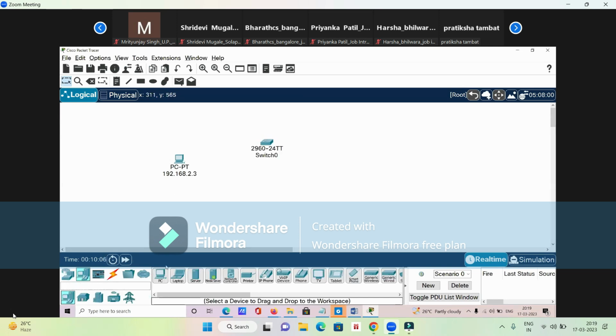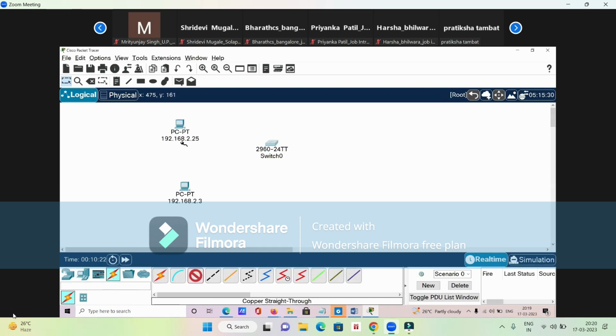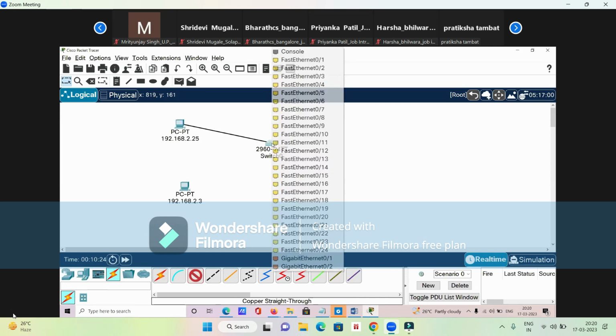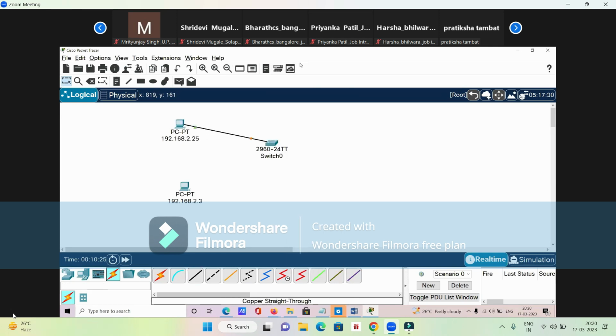Let us say there are two computers. One of the computers has IP address 192.168.2.23. What is the second computer? 192.168.2.25. Fine. Now let us connect this. Let me connect both the computers to a switch.